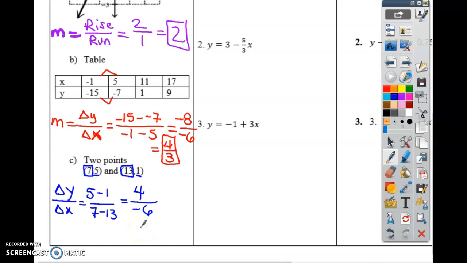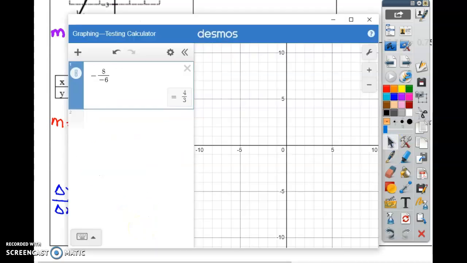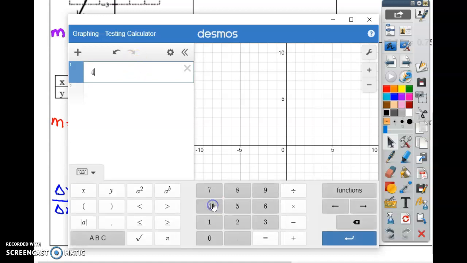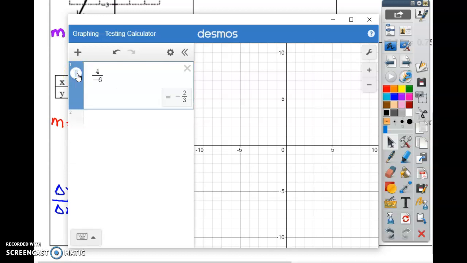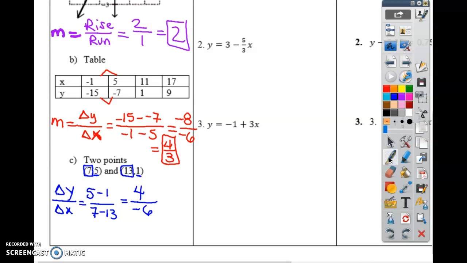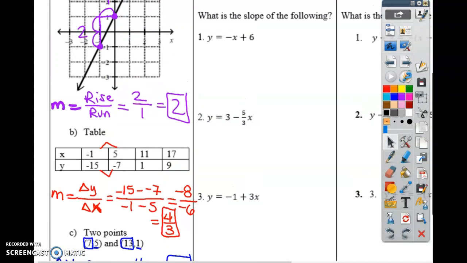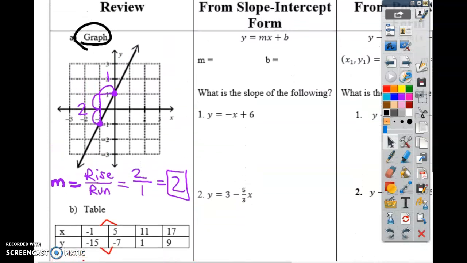Divide these two. 4 divided by negative 6. And hit the fraction button. That's a negative 2/3. That's my slope. Negative 2/3. Okay, so those are super easy. We've done them already before. Now, the ones that are really easy are these.